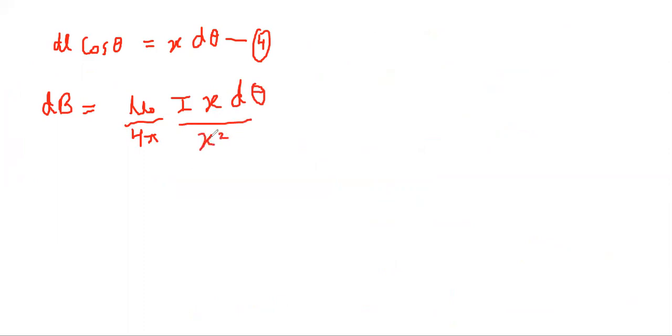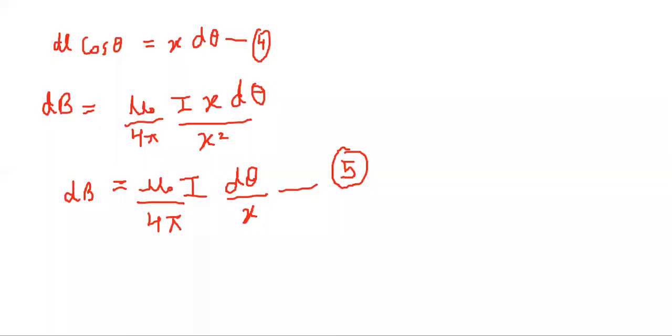Now one x would cancel out and the value which you will get is dB is equal to mu naught by 4 pi, I d theta by x. Let this be your equation number 5.